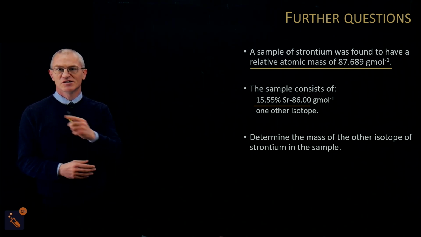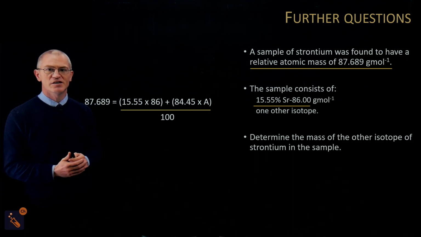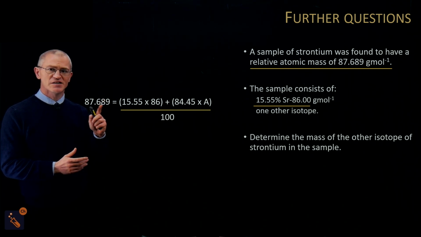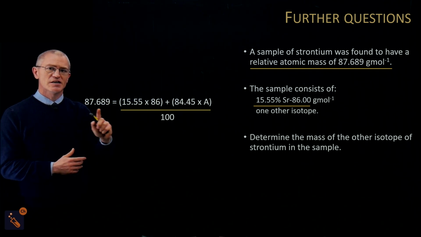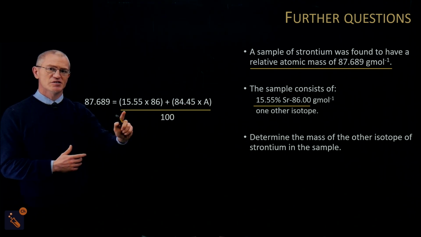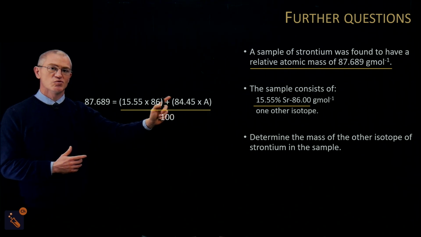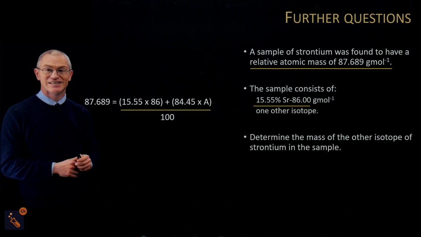So you can put that into the equation we've been using in the last few slides. And you can look at it and go, right, here we are. 87.689 is the value from the question. Then we've got 15.55, again from the question, and 86 from the question, and we've got our 84.45 that we worked out by taking 15.55 away from 100. We then divide all that by 100 because it's a weighted mean mass.